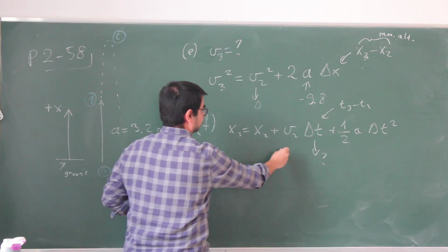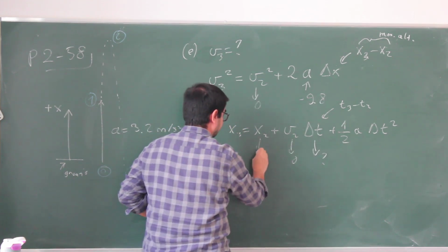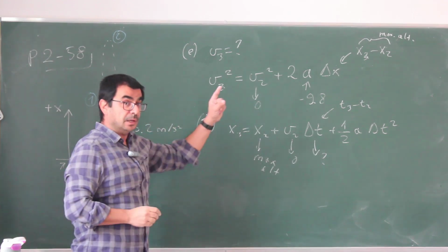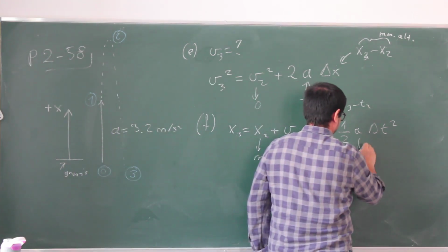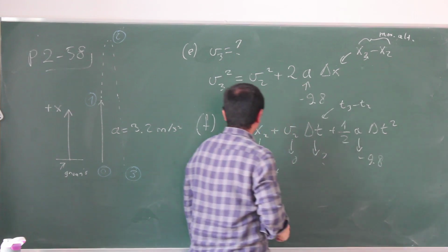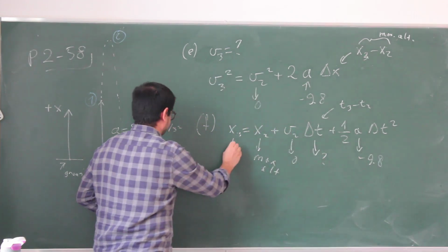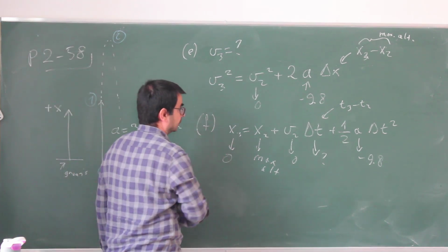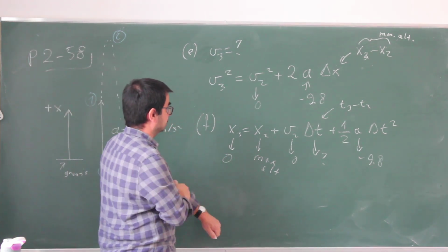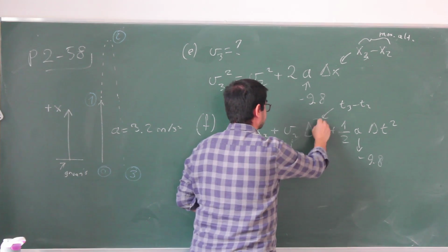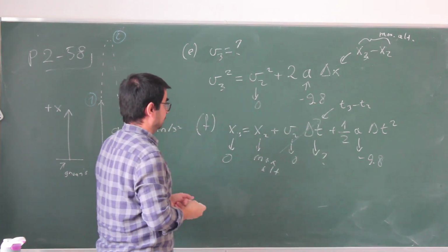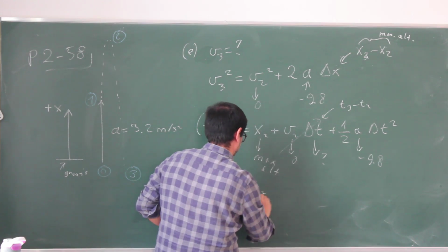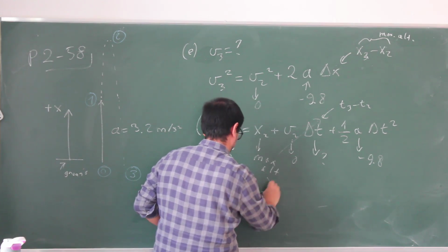That's what I'm looking for, how long it takes. v2 is 0. x2 is my maximum altitude. I calculated this in a previous part. My acceleration is minus 9.8. And my x3 is at the ground level. I came back, hit the ground, so this is also 0. So this is a simple equation. This actually just goes away completely, and you're going to get something really simple. This is the square root of minus 2x2 over a.